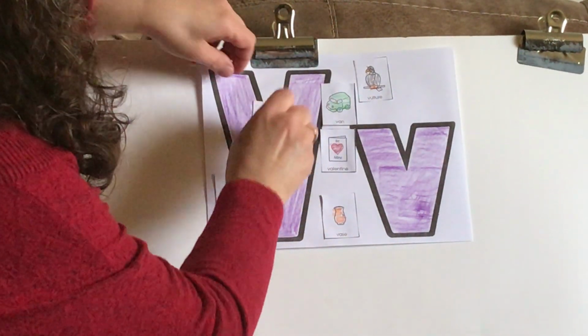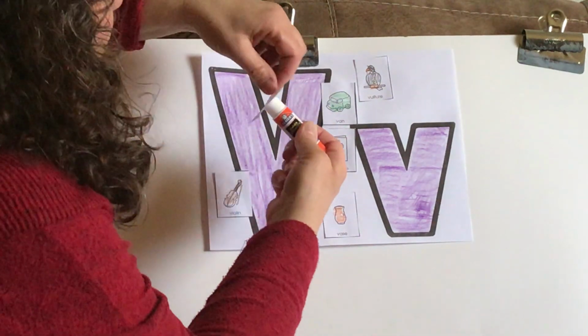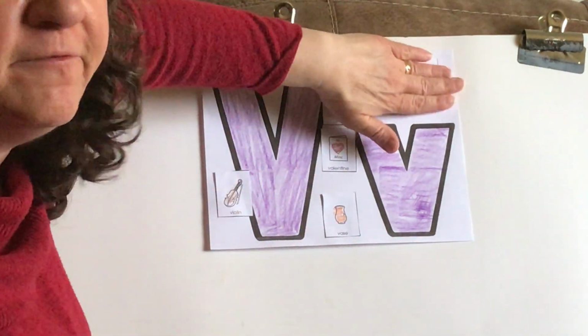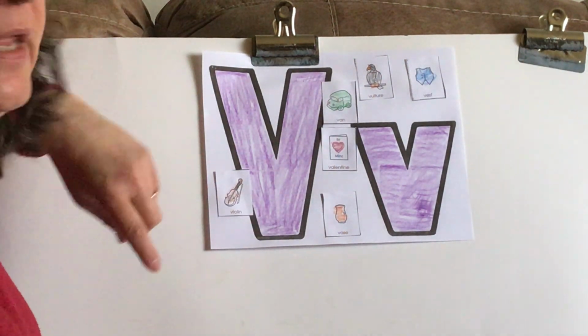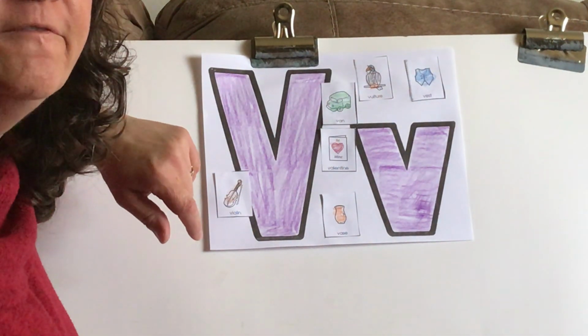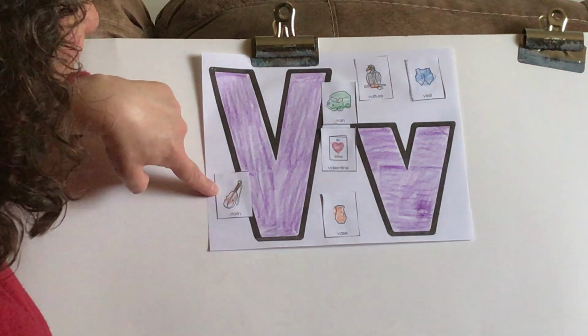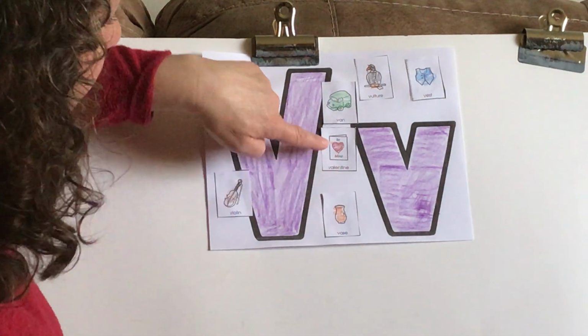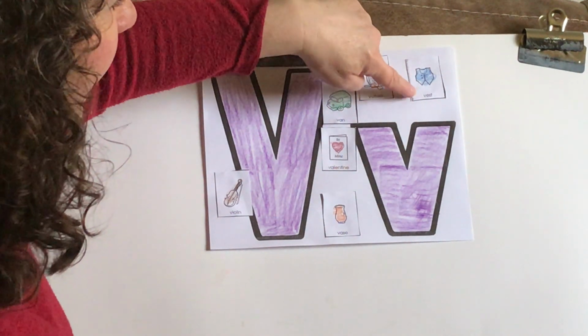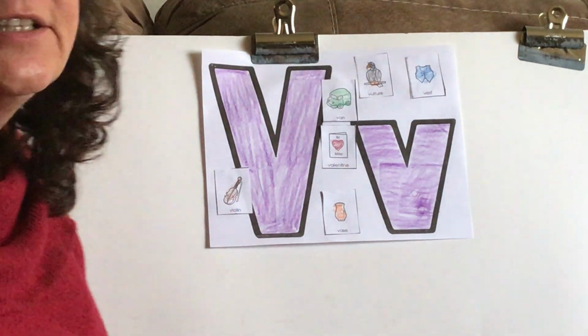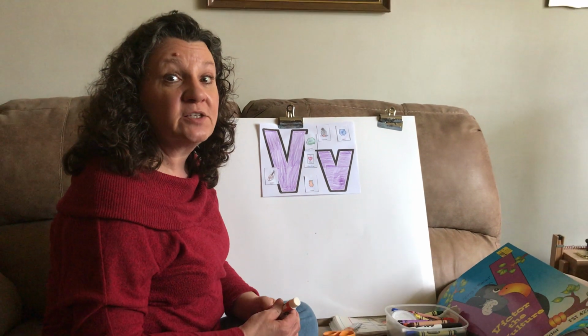I'll go over all of these again. Remember, the letter V makes the V sound. We have our capital V and our lowercase v. And here are some things that begin with the letter V and that V sound. We have violin, vase, valentine, van, vulture, and vest. And that's the letter V. We'll be doing some more work with it the rest of the week, okay?